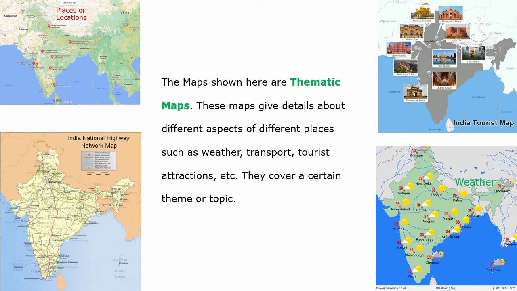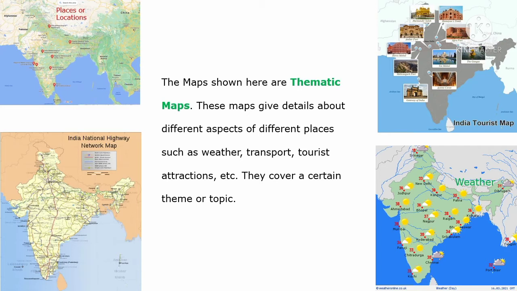So here thematic, the name itself says that it will show the details of a particular topic. Here whatever it may be, a weather or transport facilities of a particular area or tourist attraction places, like that. So the thematic maps are used for a special purpose, and those will give different aspects of different places.